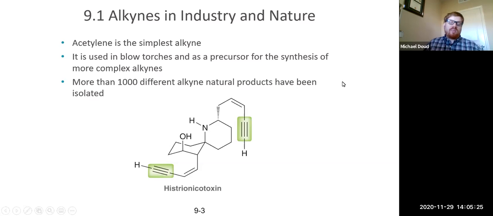So alkynes do show up in nature every so often. Acetylene is the simplest one. That would be ethyne. It's just two carbons that are triple bonded to each other. Acetylene, you probably have heard of in the form of acetylene torches. Basically, they burn at a very hot temperature. If you mix acetylene and oxygen, you get a very flammable type of gas that burns very hot, and so that's very useful for things like blowtorches.